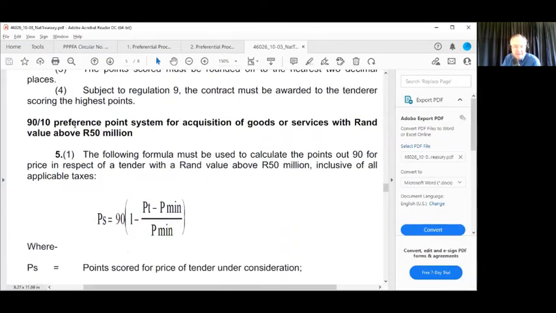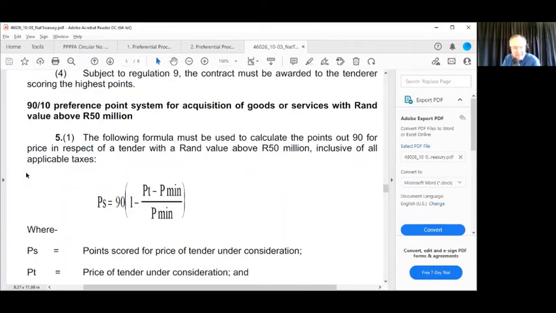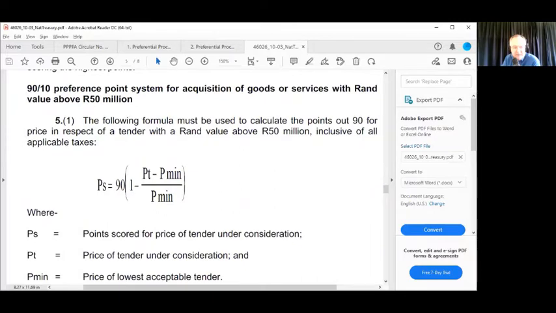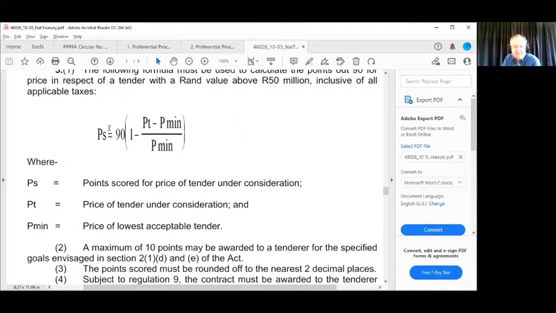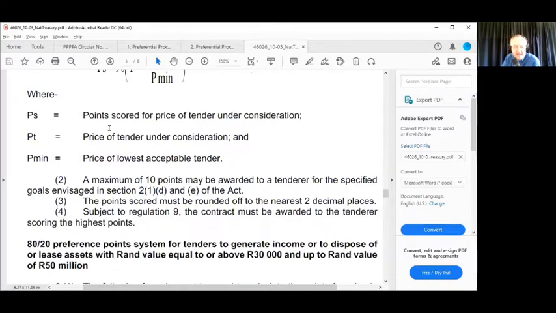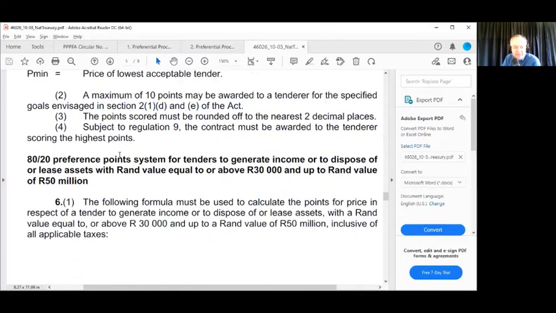They've done the same thing with the 90-10. It's above 50 million, inclusive of all applicable taxes. They're not saying specifically VAT, but all applicable taxes. Then they've got the formula again, and under Regulation 9, you must award it.